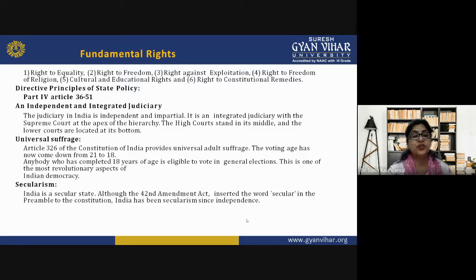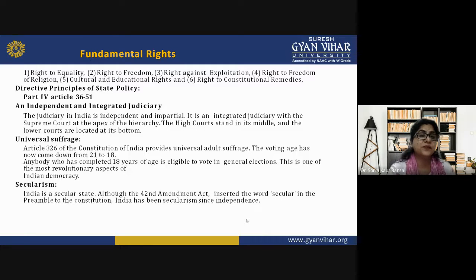Universal suffrage. Article 326 of the Constitution of India provides universal adult suffrage. The voting age has now come down from 21 to 18. Anybody who has completed 18 years of age is eligible to vote in general elections. This is one of the most revolutionary aspects of Indian democracy, that youth has the power to change the government.